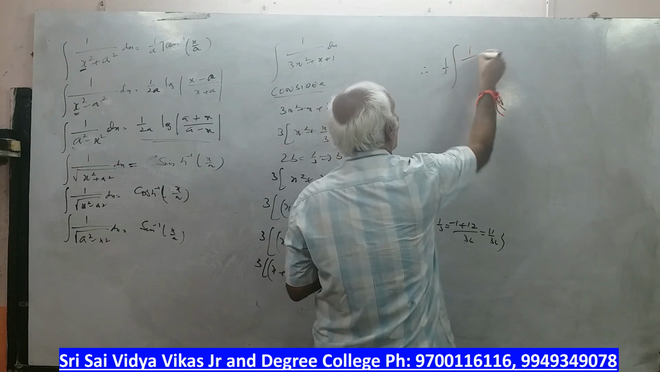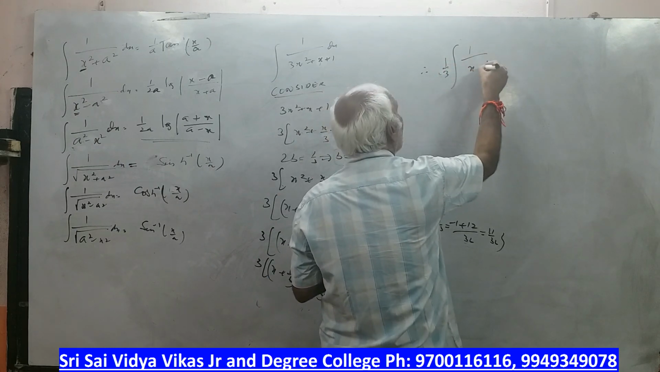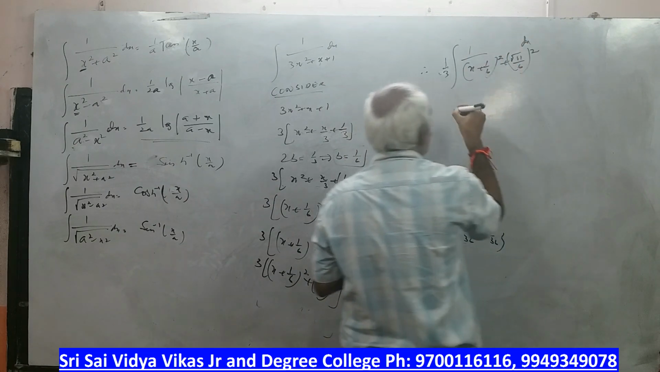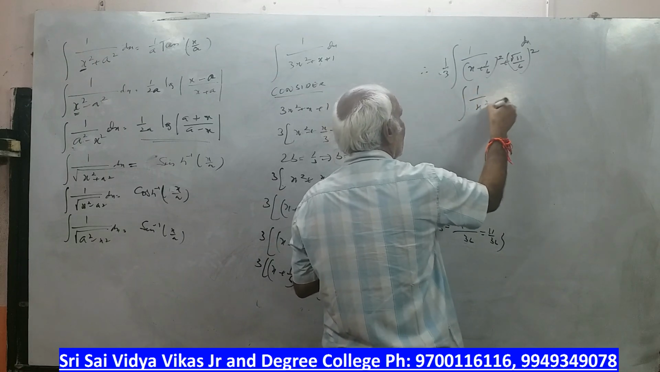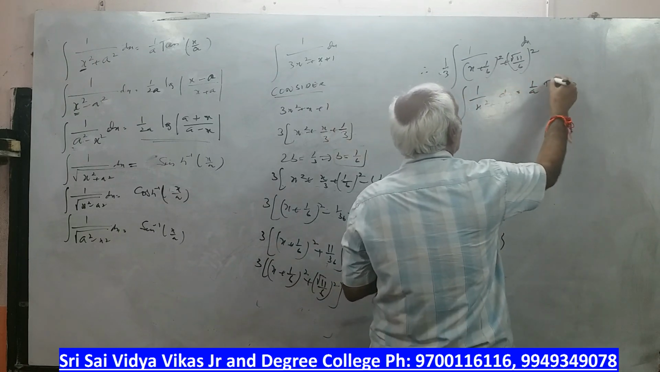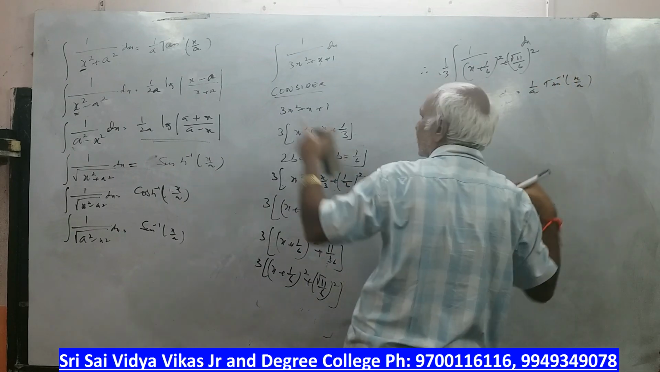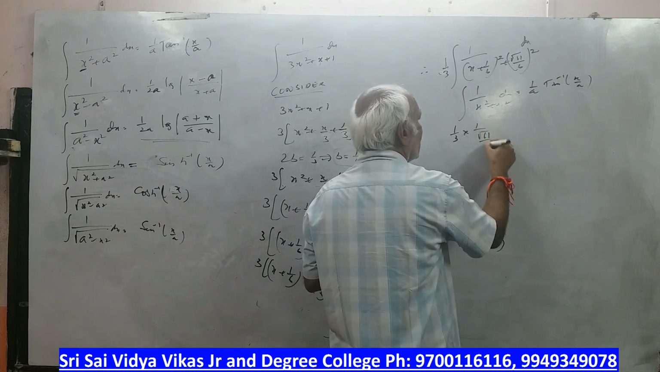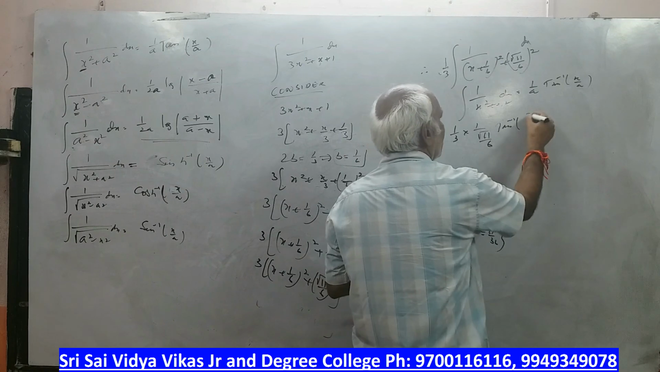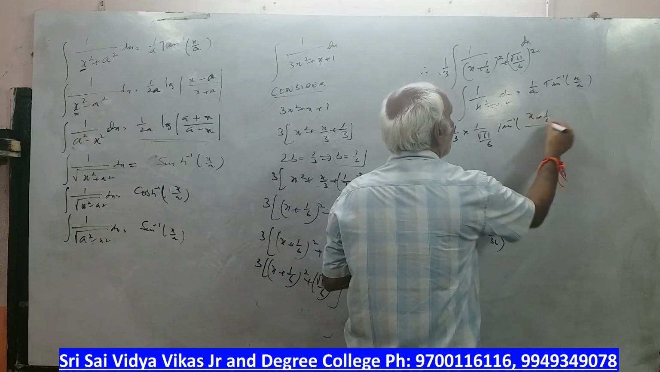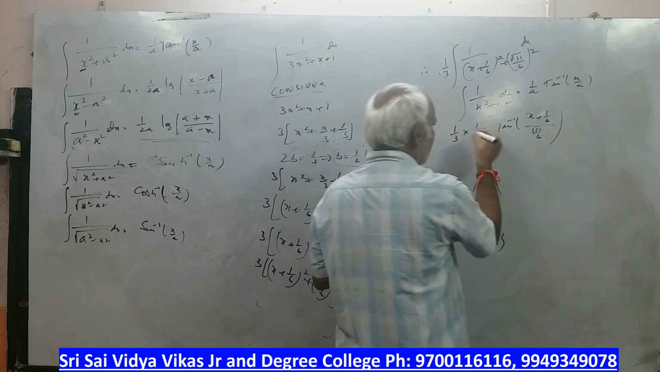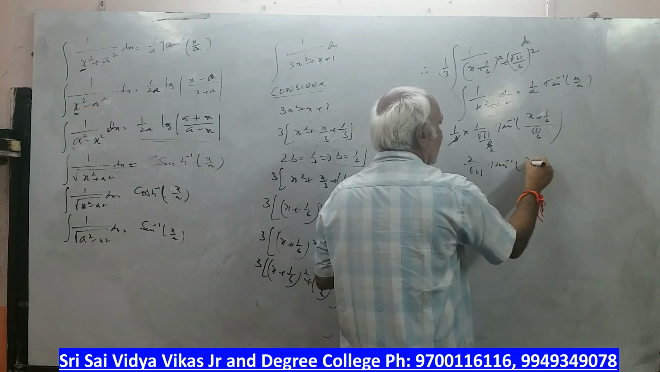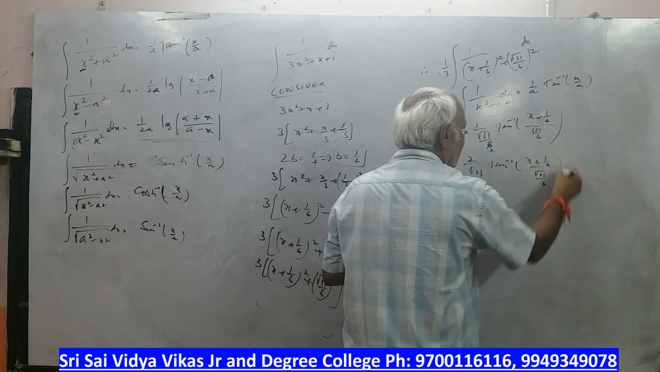Therefore, 1 by 3, integration of 1 by x plus 1 by 6 whole square plus root 11 by 6 whole square dx, which is in the form of 1 by x square plus a square, which is 1 by a tan inverse x by a. Now you have to remember this formula, sir. Then, so 1 by 3 into 1 by a means what, sir? Root 11 by 6 tan inverse x by a, where a is root 11 by 6. So this 3 will get cancelled 2 times. This will go numerator, tan inverse x plus 1 by 6 by root 11 by 6.